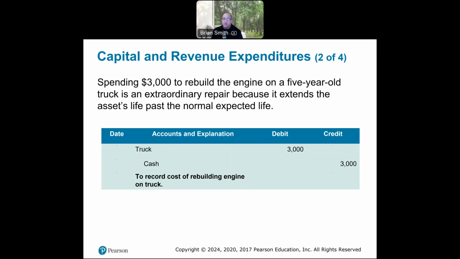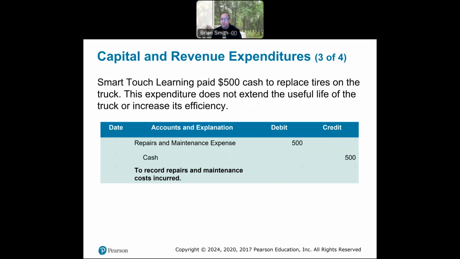On the other hand, if we're just paying to replace the tires on the truck, those are just repair and maintenance. Just keeping it going as is. Got to have tires, got to keep it going. We need oil, got to put it in there. Oil change, revenue expenditure. Okay, that's the difference. Something that improves the life or the efficiency of an asset will be a capital expenditure. And if it is something just to keep it going, like these tires, it's going to be a revenue expenditure, just expensing it on the income statement.